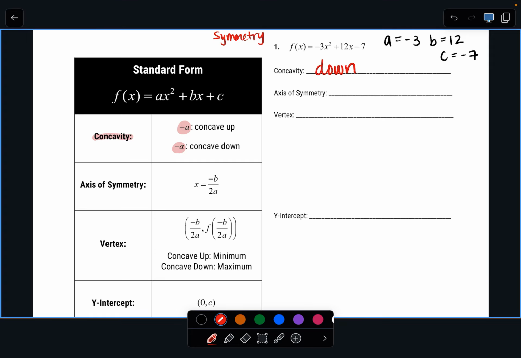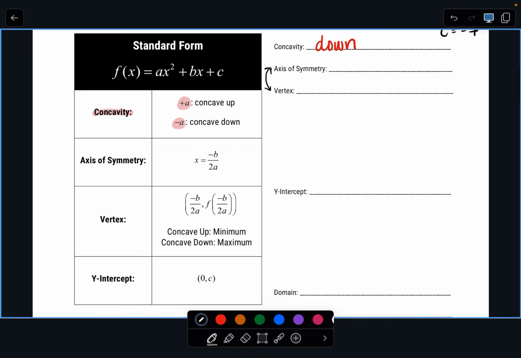Now, I actually swap the order I do these in. I like to find the vertex before I find the axis of symmetry. It doesn't really make a huge difference which one you find first, but that's personally what I like to do. So in order to find the vertex, which goes hand in hand with the axis of symmetry, we plug in negative b over 2a.